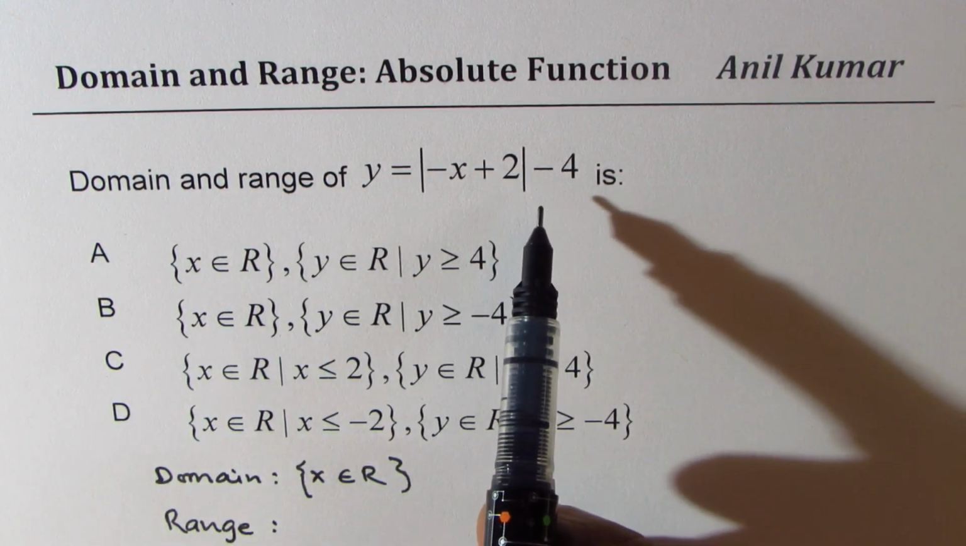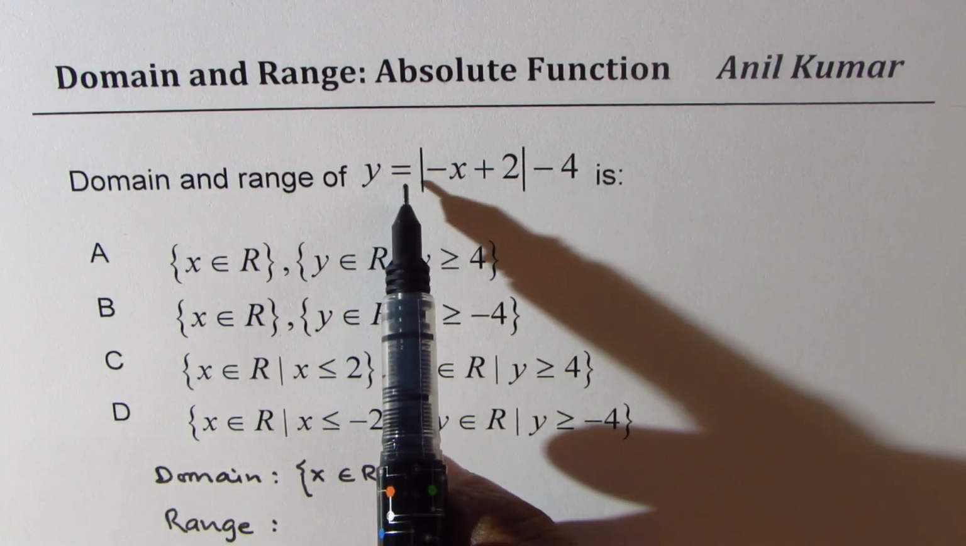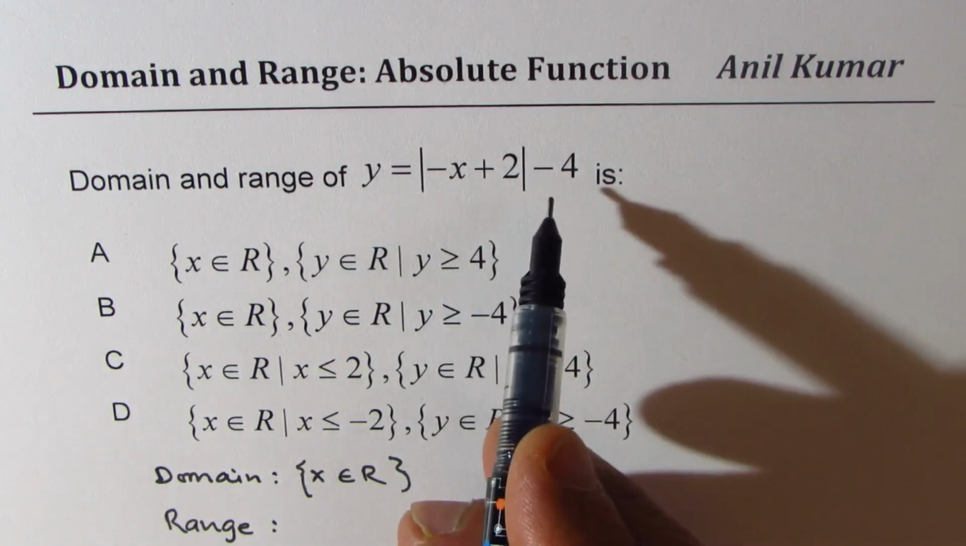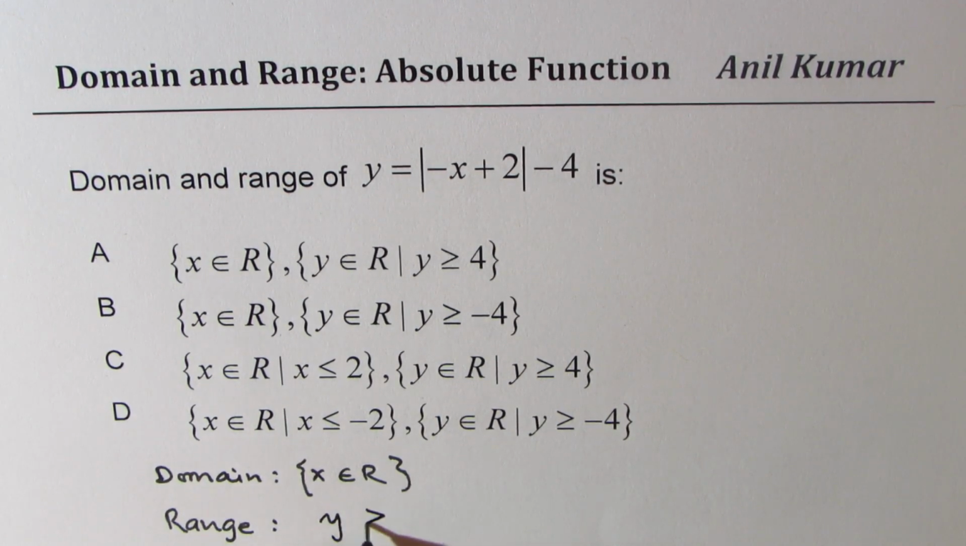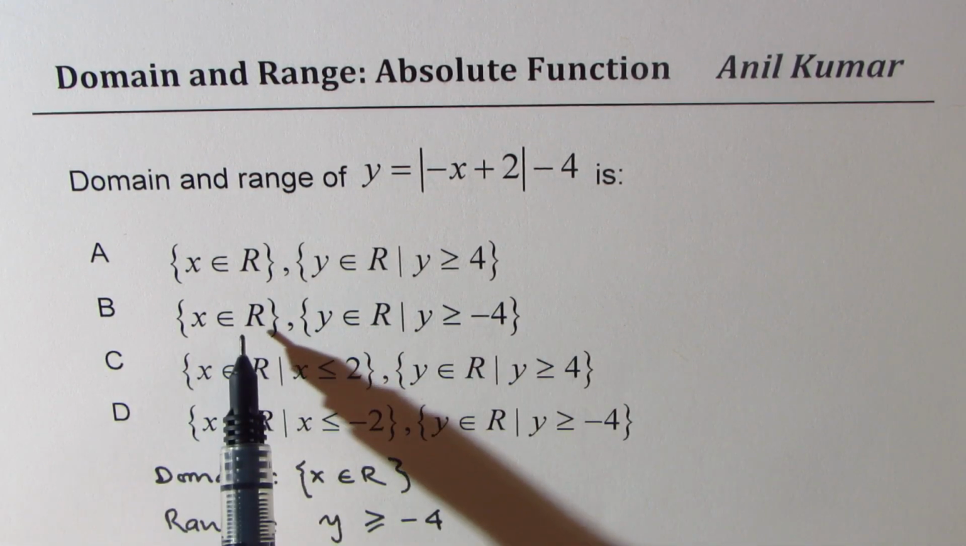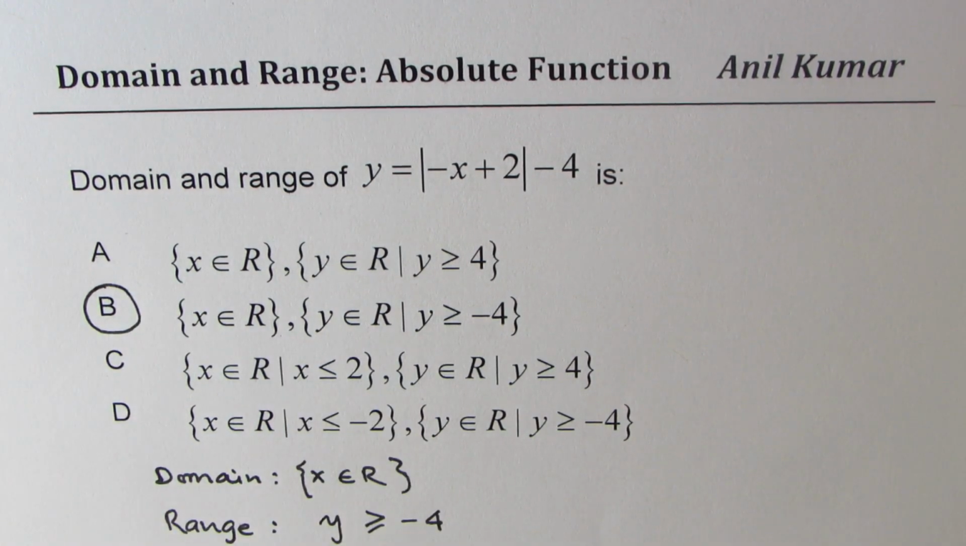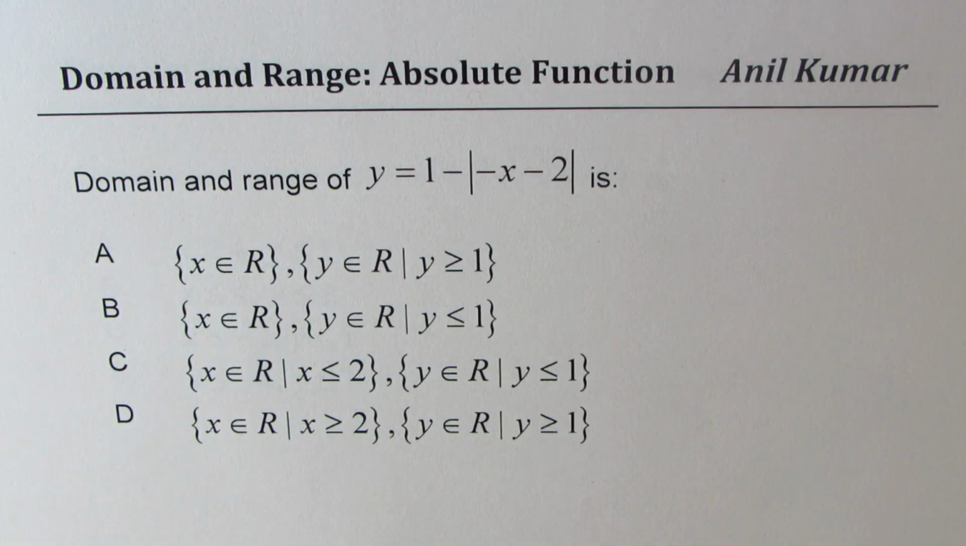Now in the given function, the function has been moved 4 units down and it is opening upwards. And therefore, here we can say y should be greater than or equal to minus 4. So we're looking for y greater than or equal to minus 4, domain being all real numbers. So option B is the right option. Perfect. Now let's look into another practice question based on absolute functions.